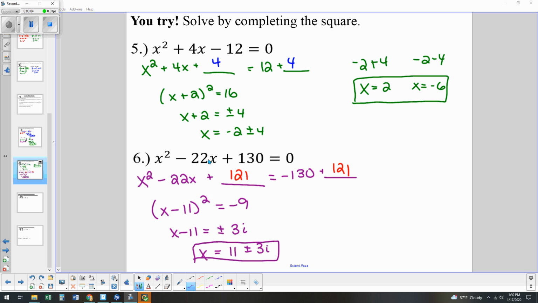For 6, half of negative 22 is negative 11, and negative 11 squared is 121. So we add that to both sides. So x minus 11 squared equals negative 9, right? Negative 130 plus 121 is negative 9. Take the square root of both sides. X minus 11 is plus or minus 3i. And when I add 11, it just becomes 11 plus or minus 3i.